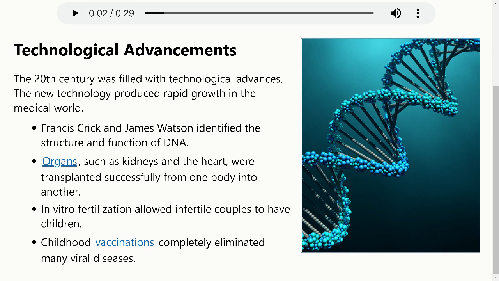And then you have in vitro fertilization, which allowed infertile couples to have children. So when you hear people say IVF, that's what they're talking about, in vitro fertilization. And then childhood vaccinations completely eliminated many viral diseases. So a lot of stuff like measles, mumps, rubella, people don't get that anymore, but as a kid, you take that MMR vaccine. That is what it's for, measles, mumps, and rubella.